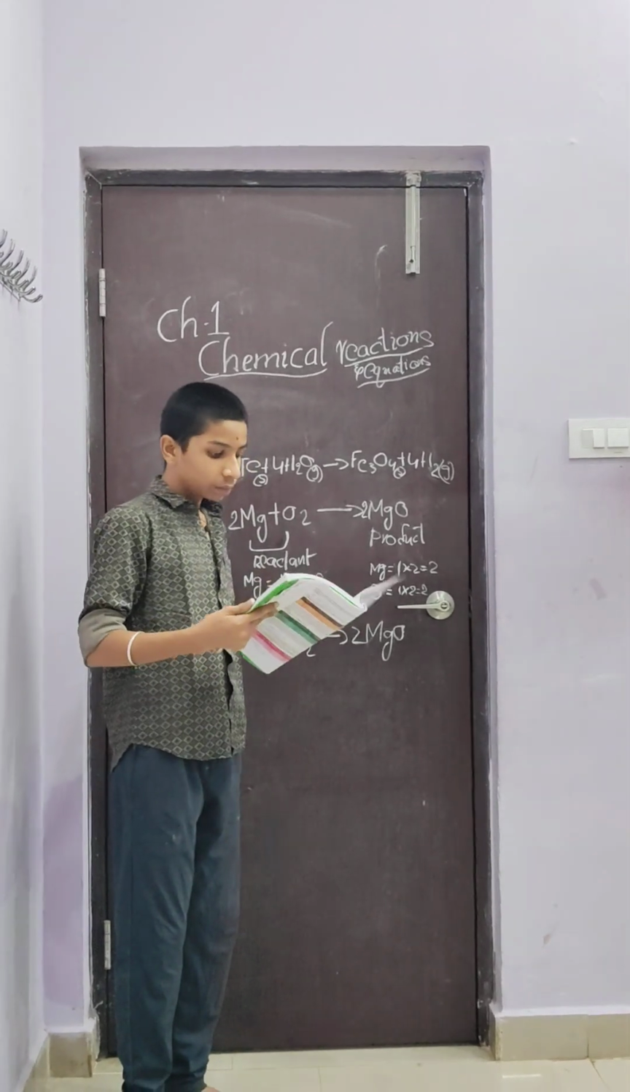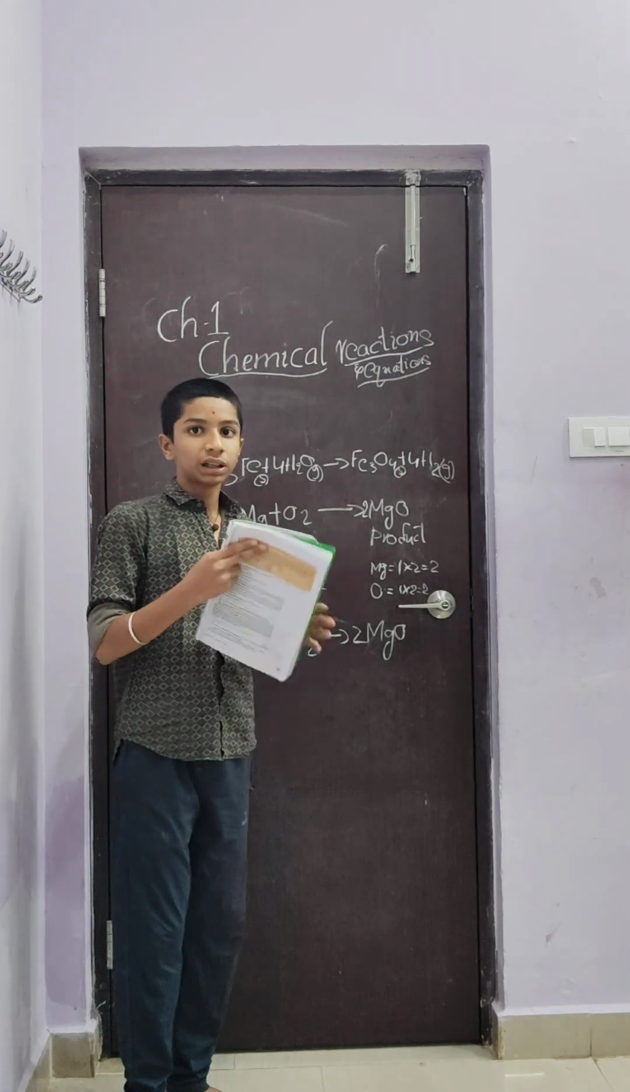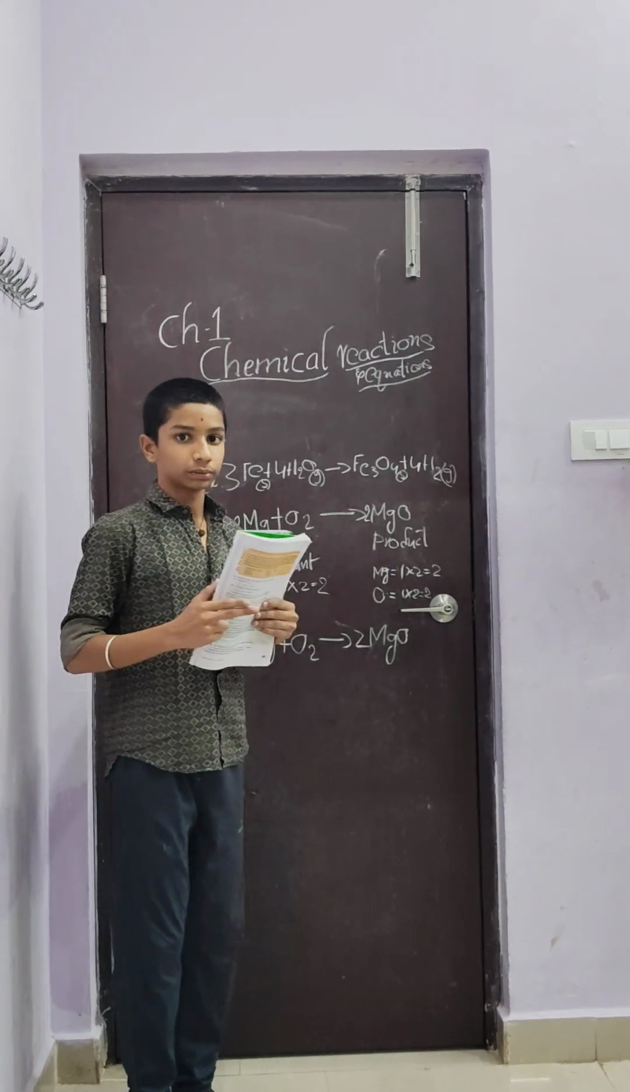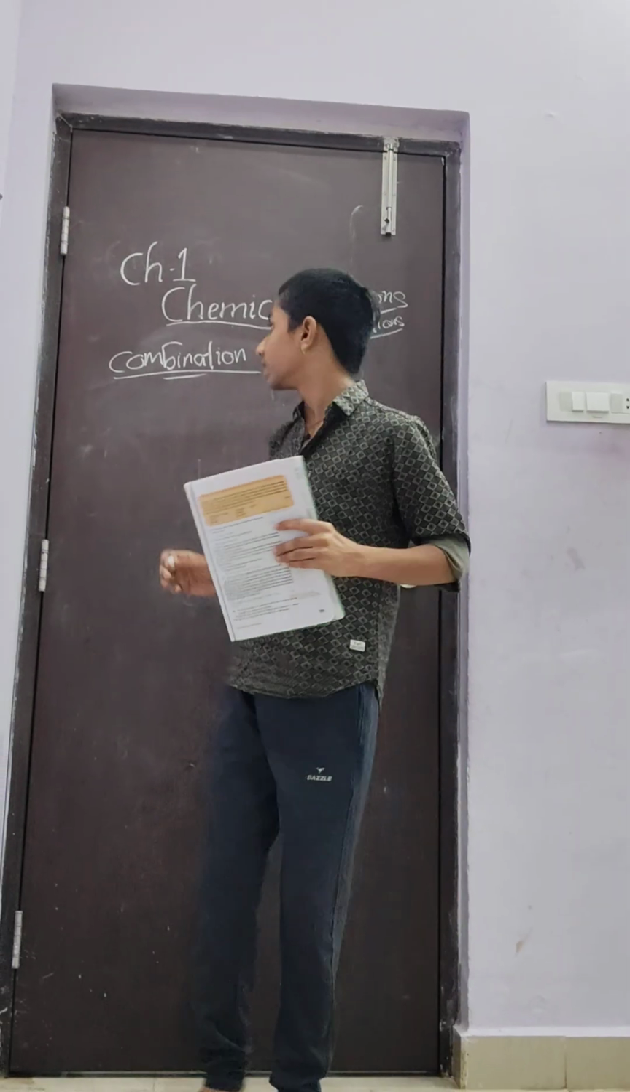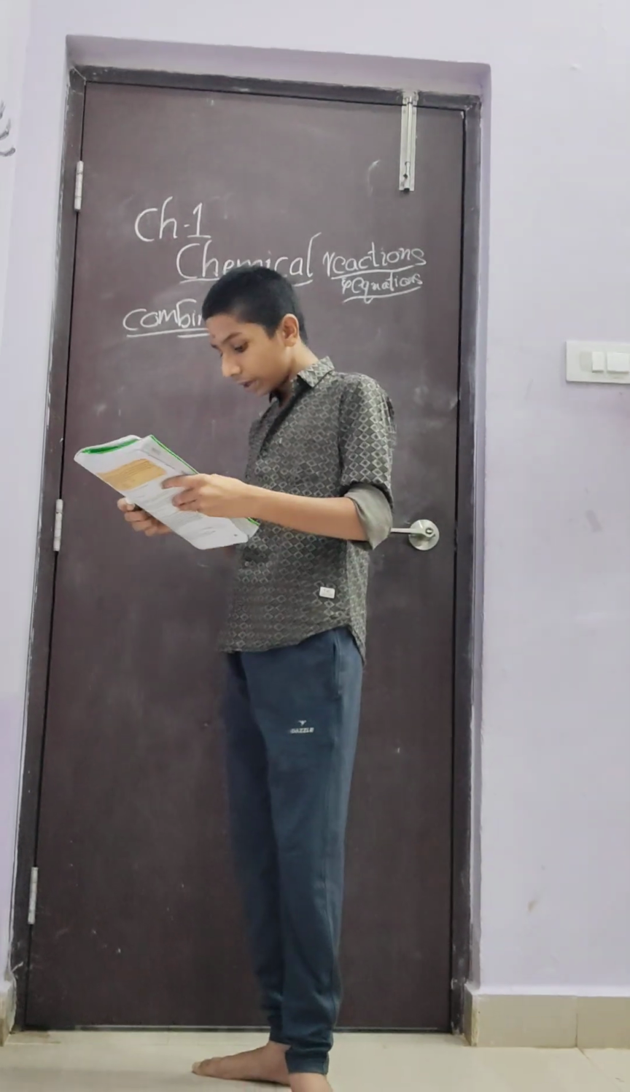And types of chemical reactions. There are some types of chemical reactions. The first type is combination reaction. What is a combination reaction? Two or more reactants combine together and form only one product. That is called a combination reaction. Let's see some examples.